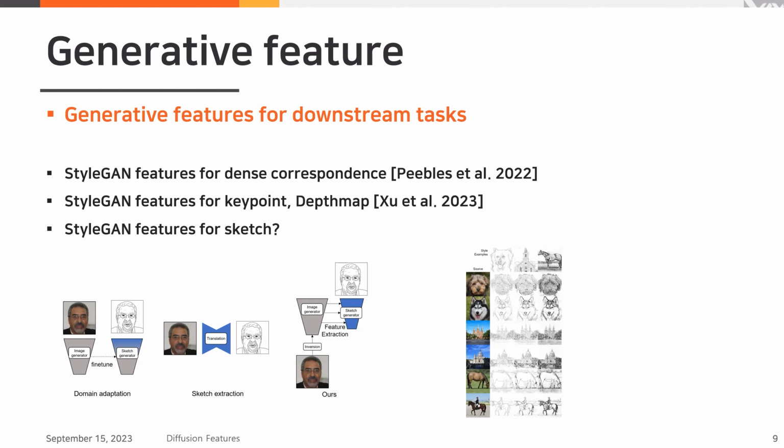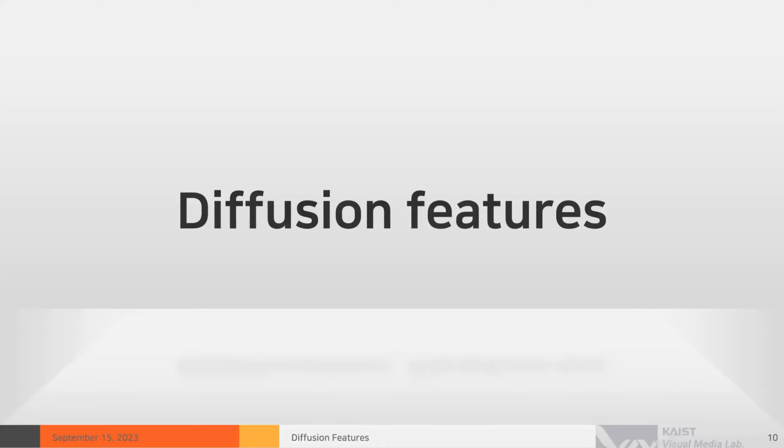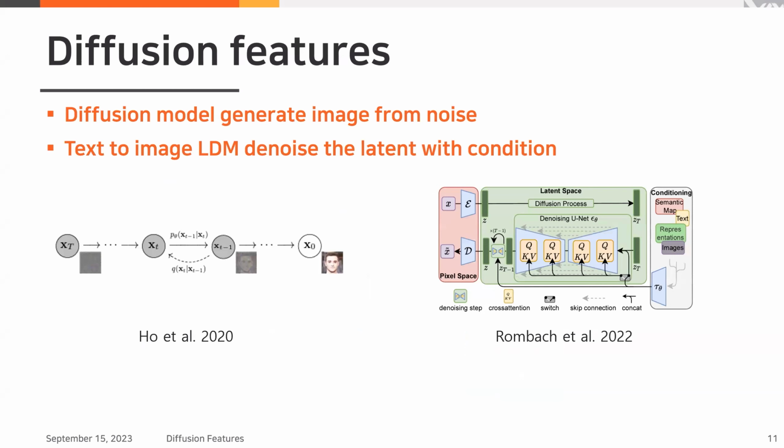Yeah. So then I will move on to the diffusion features, mostly the UNet features during the denoising steps. Before moving on to the features, diffusion models are generative models that generate images from noise with iterative steps. For models like DDPM, it denoises to generate the full image, while LDM denoises the latent of a VAE.